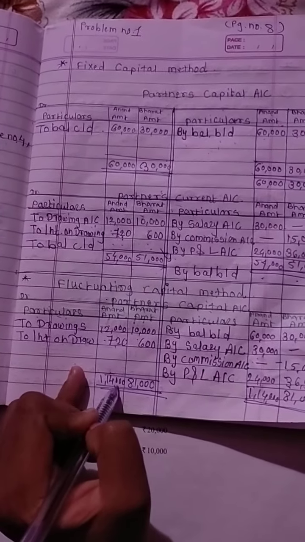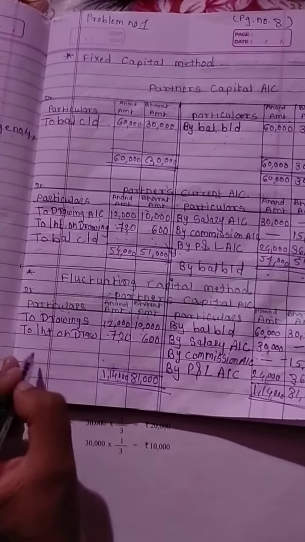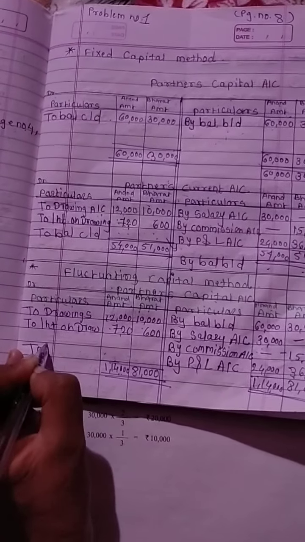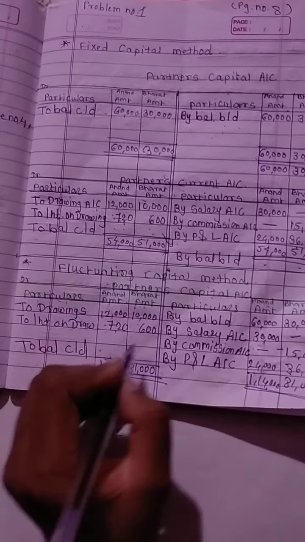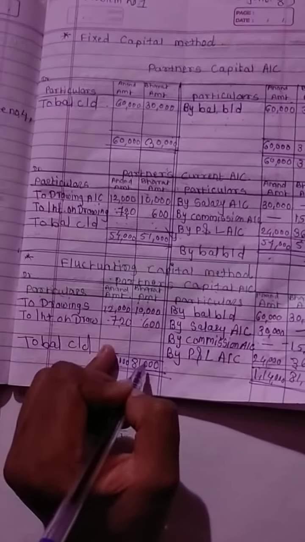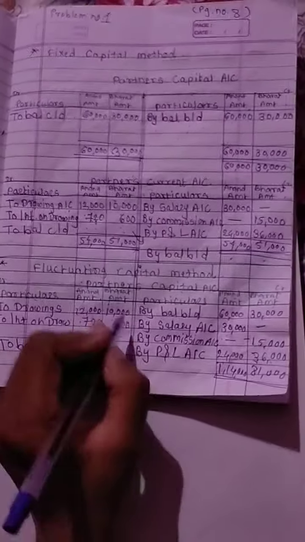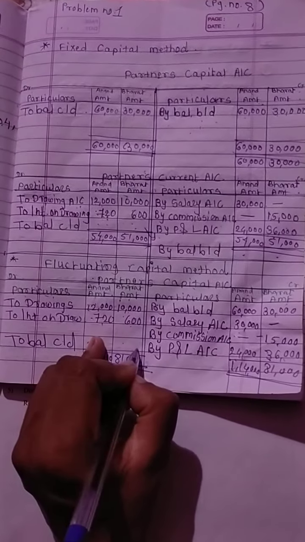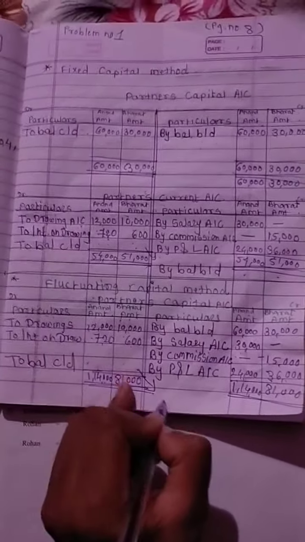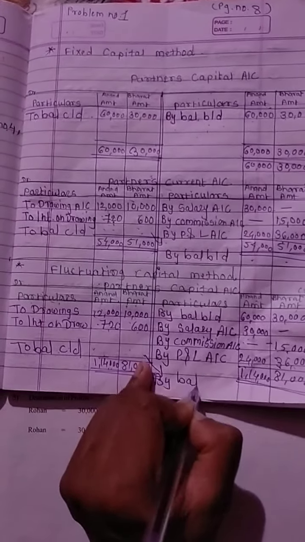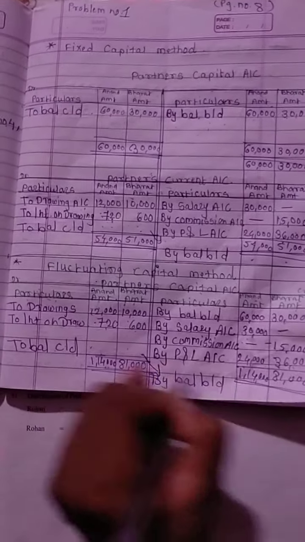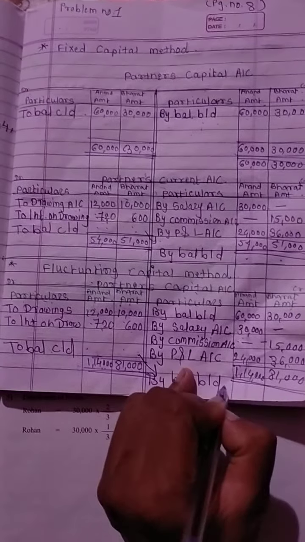Now do this total. 12,720 minus this amount and write here to balance carried down. Same thing, 10,600 minus 81,000 and write here, and then again this to balance carried down. Right here by balance brought down, and again this amount right here.